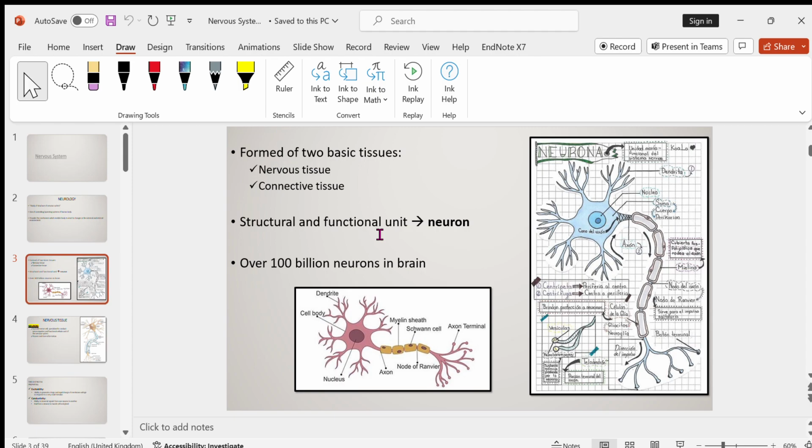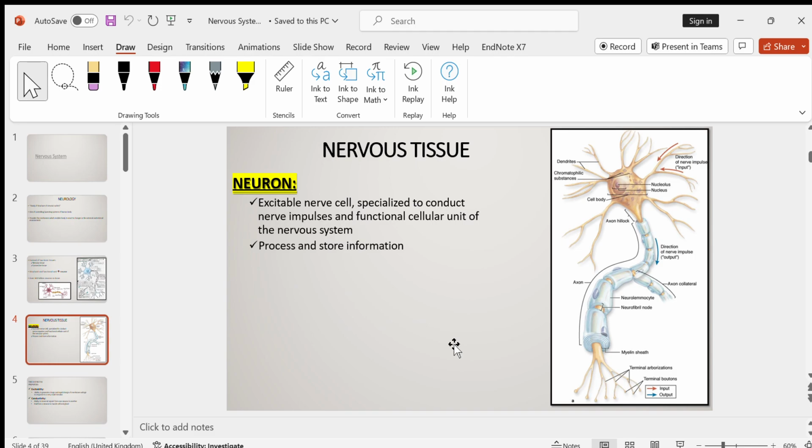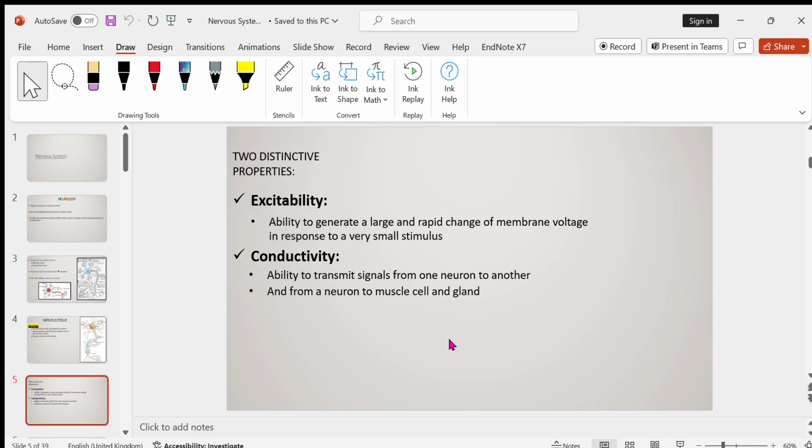Neuron, we all know, is the structural and functional unit of the nervous system. This is the structure of a neuron, and there are over 100 billion neurons in the brain. So what is nervous tissue? Nervous tissue comprises neurons, which are the basic structural and functional unit of the nervous system. It is an excitable cell. It has excitability as well as conductivity.